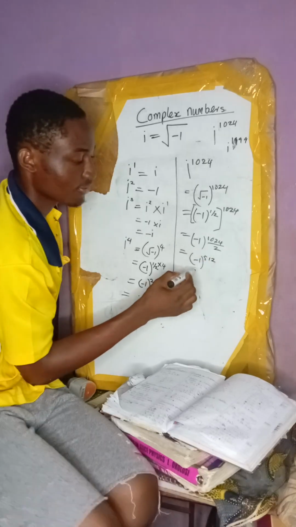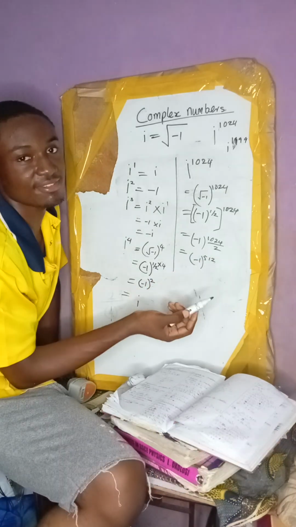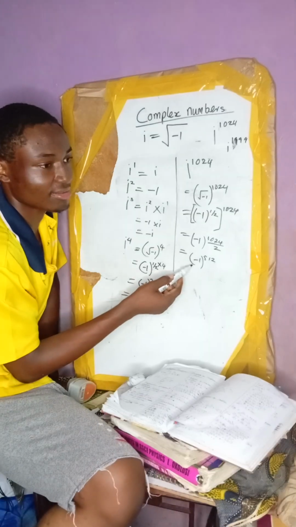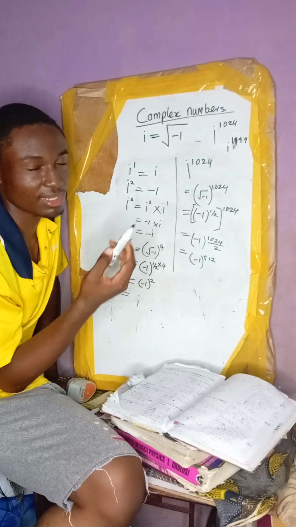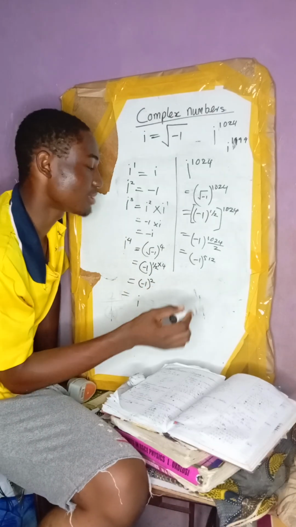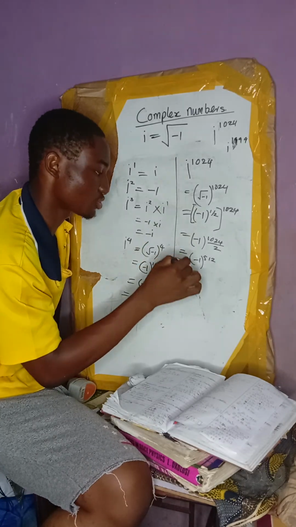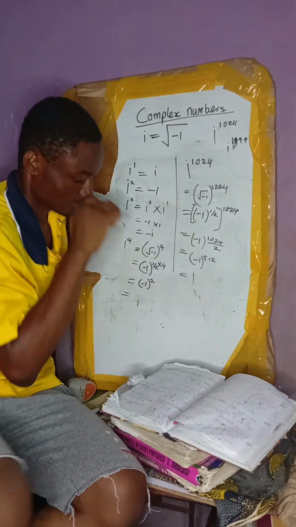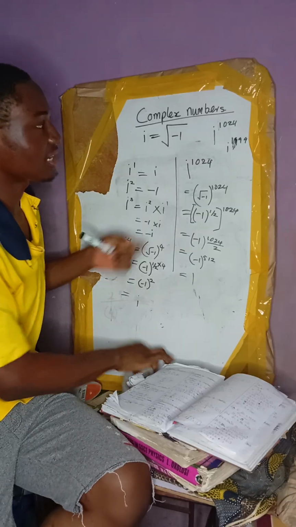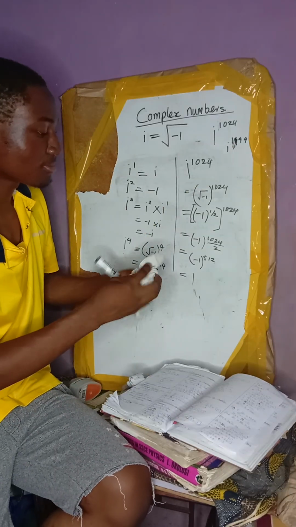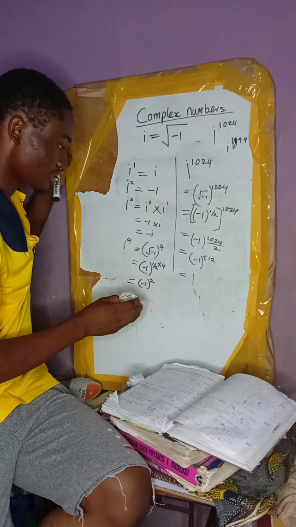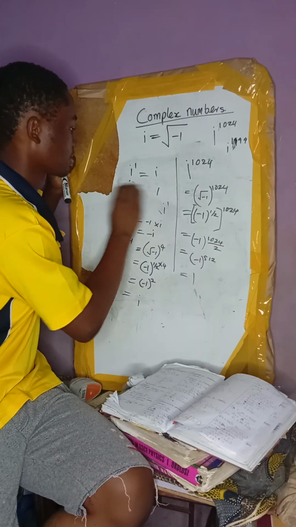512. So 512, since it's still an even number, and a negative number raised to an even number is what? A positive number. So hence, this is equal to 1. Now let's do this one now, which is an odd number. Let me clean from here.